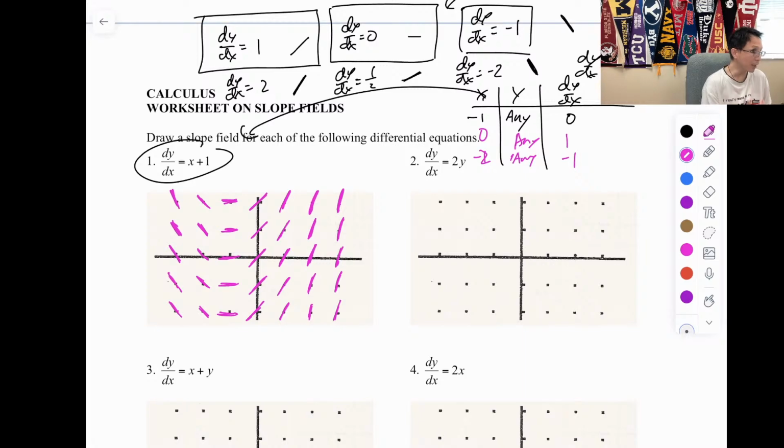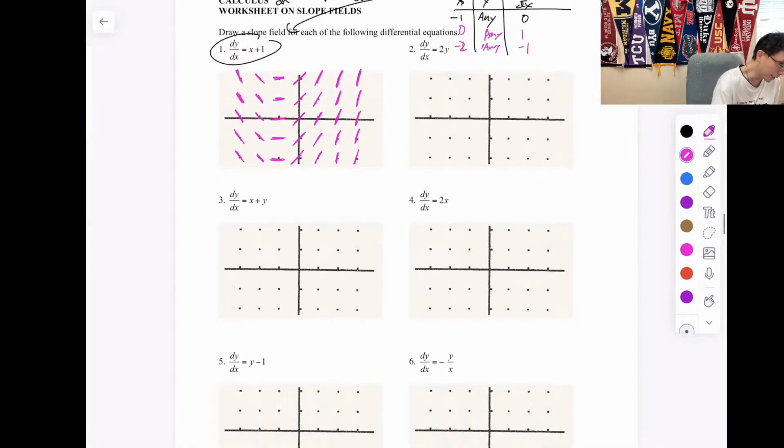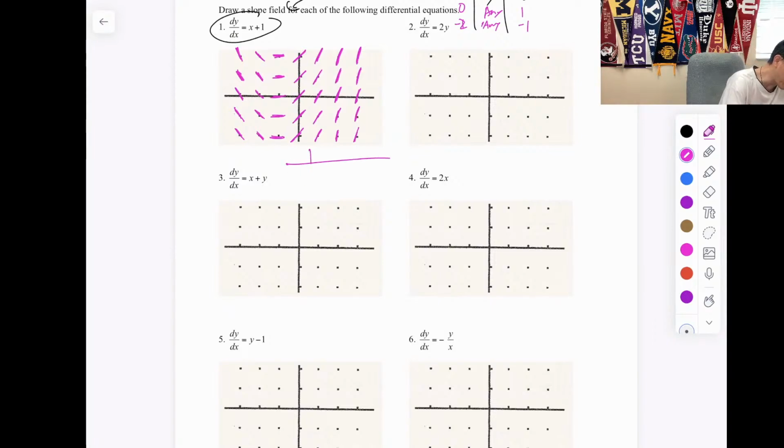Some questions are based on both x and y. So in this case, here, I'm based on x and y. So x and y, and this dy dx. Again, you have to figure out when dy dx is equal to 0. When is dy dx equal to 0?